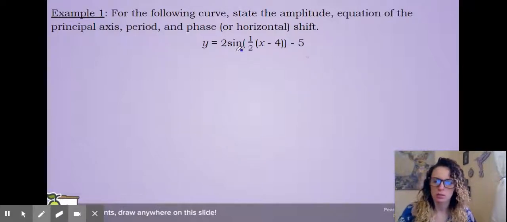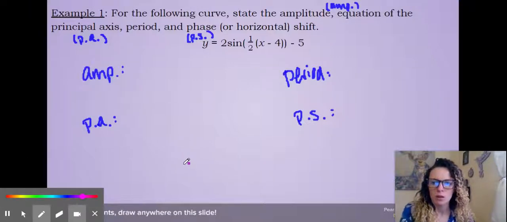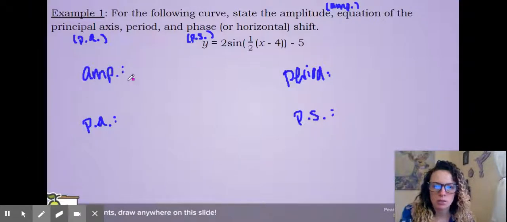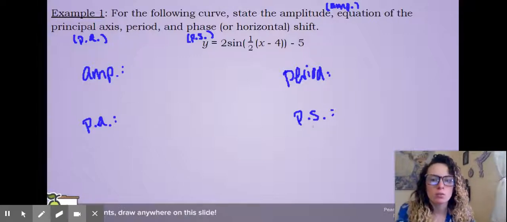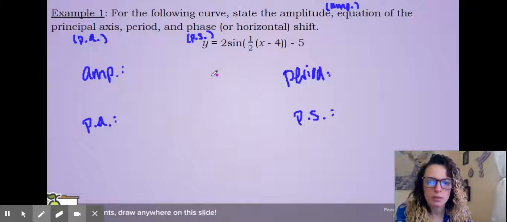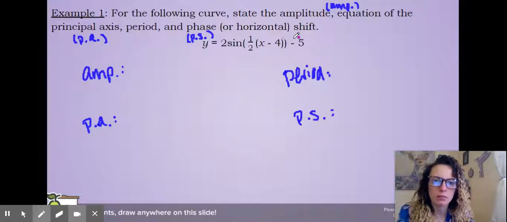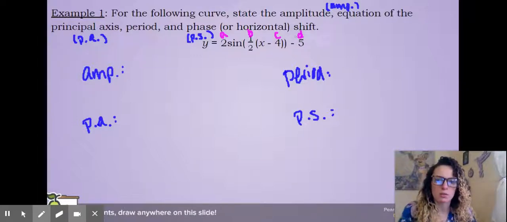So let's just first list out everything we need. We're looking for the amplitude, which I just labeled as amp, the equation of the principal axis, which I'm shortening to PA, our period, and our phase shift, which I'm shortening to PS. It's also helpful to label what we have here. We have A out front, B as the 1/2, C as 4, and D as the -5 at the end, just so that we can connect it to all of those letters that we had already talked about.